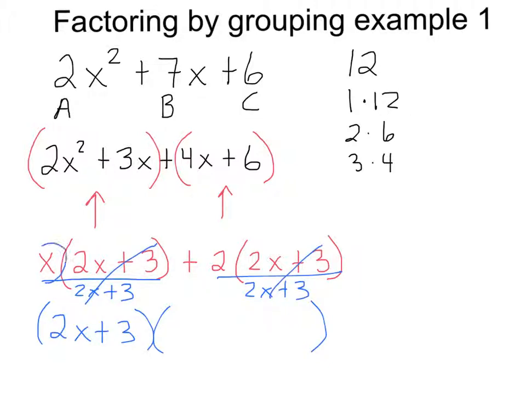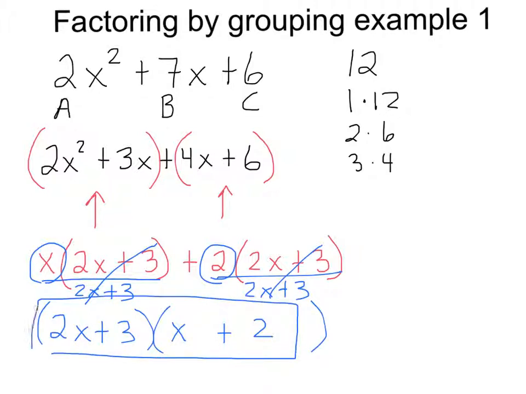So in this term, all that's left is what? x. And in this term, all that's left is what? 2. And look there, you factored it by grouping. And so, guys, what we're saying is the answer. The factored form of this is 2x plus 3 times x plus 2, right?